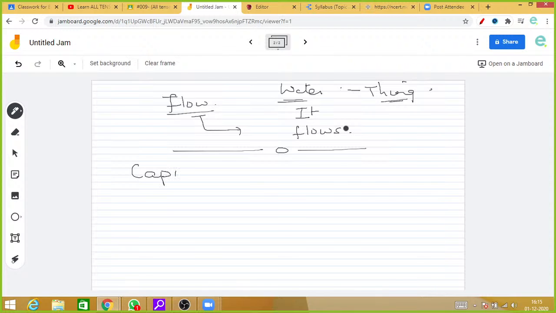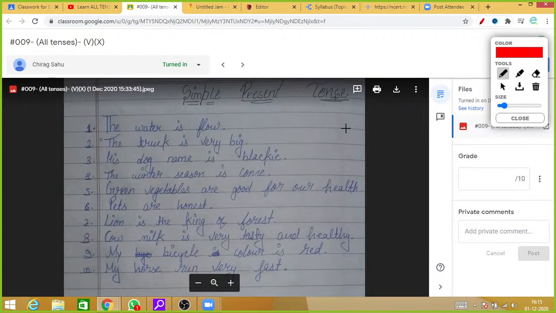So let us go back to capital letters first. Then we'll come back to present. You know, okay. But tell me then, why haven't you used capital B here? You are giving the name of a dog, right? So it should be capital B, Blackie. It is a proper noun.